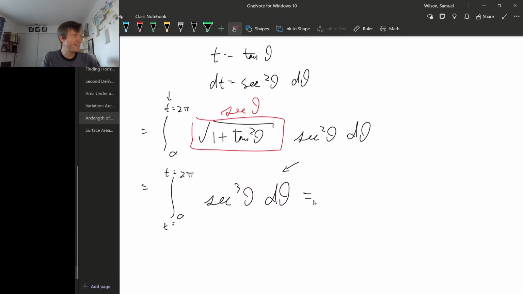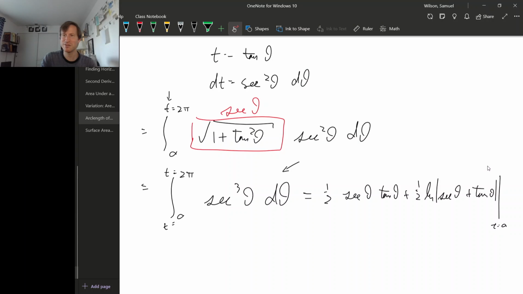Okay, so this is 1/2 secant theta tangent theta plus 1/2 natural log of secant theta plus tangent theta. Okay, and we're going from t equals 0 to t equals 2 pi. All right.